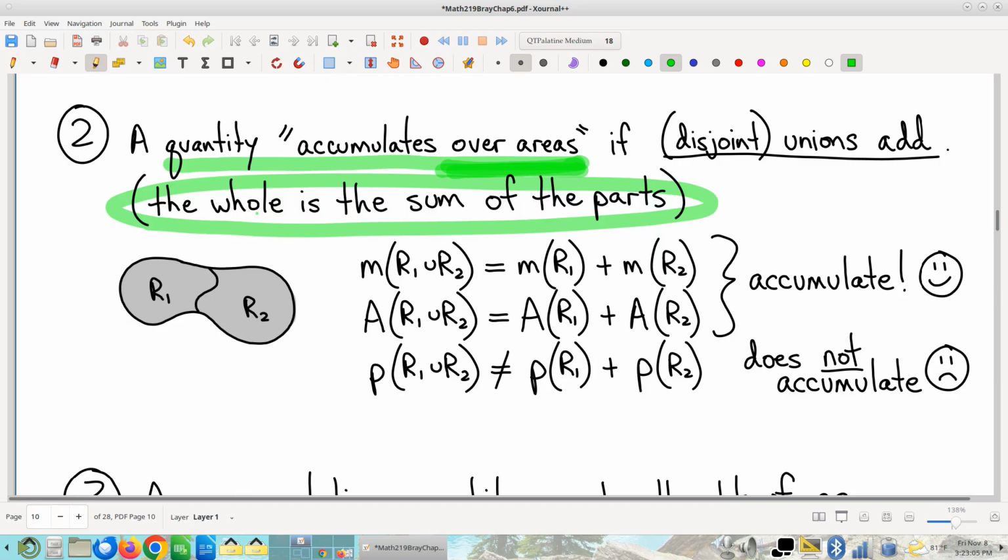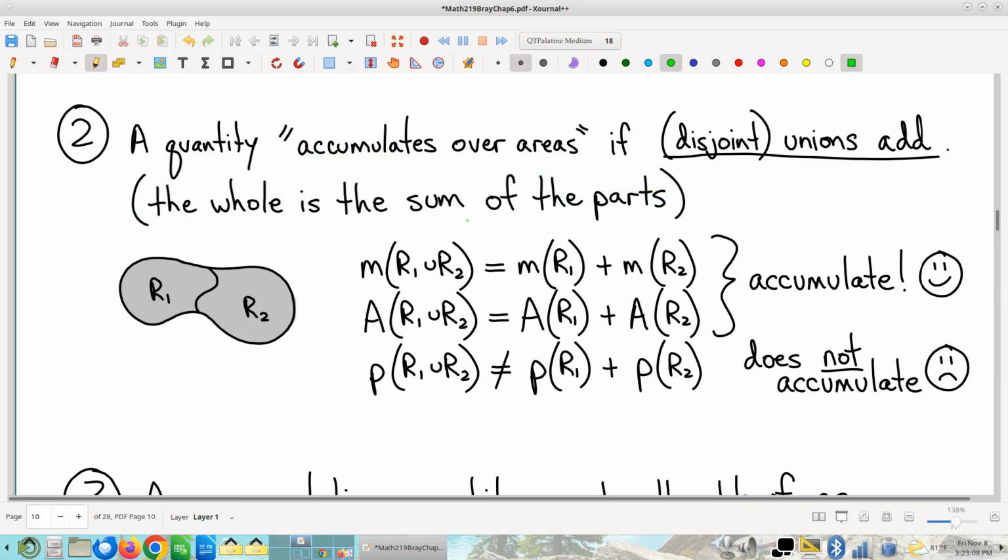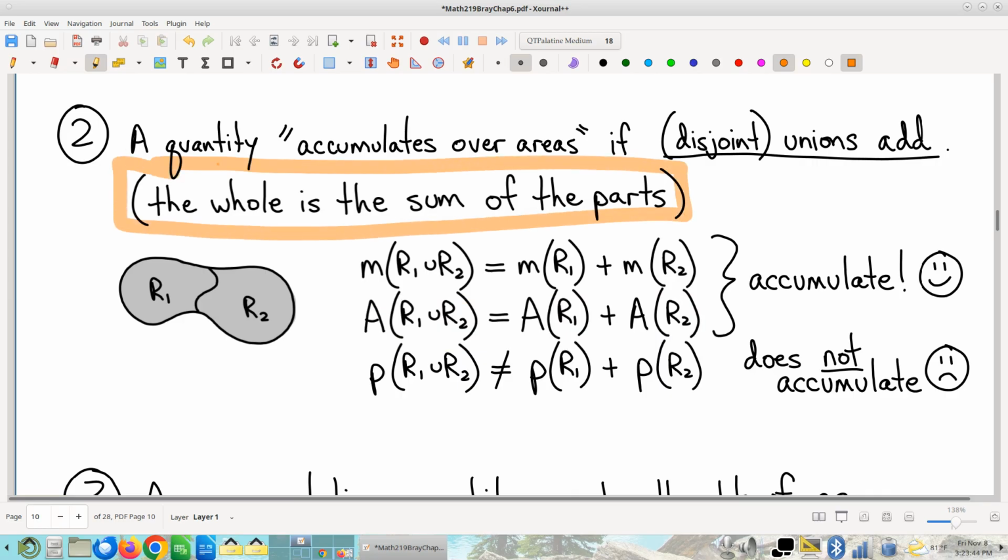Right? So mass has this property. If you were to look at the whole region and ask what's the mass of that whole region, well, I don't think it's going to surprise anyone when I say that would give you the mass on the left region plus the mass on the right region. Well, of course, right, it's stuff. How could it be anything other than that, right? I hope that's intuitively satisfying. Okay, so mass is an accumulating quantity. Likewise, area is an accumulating quantity. Hopefully not surprising.